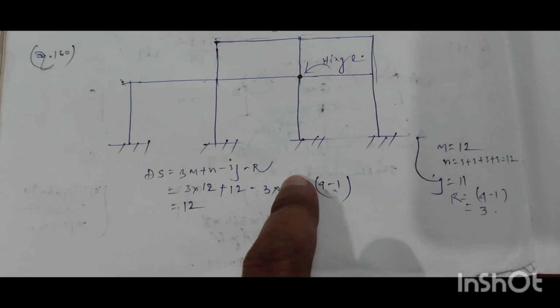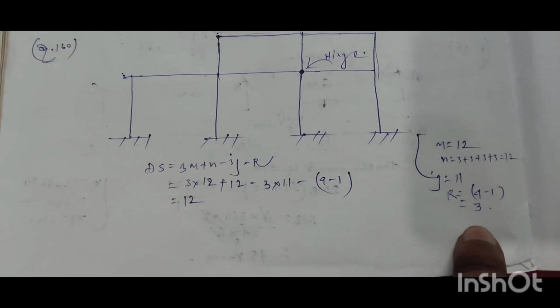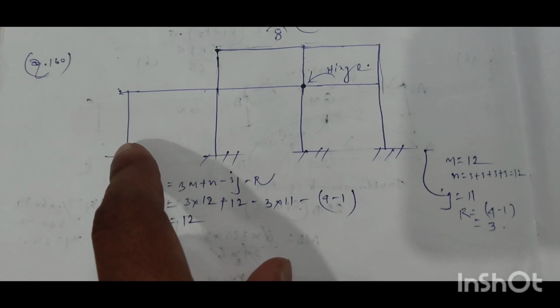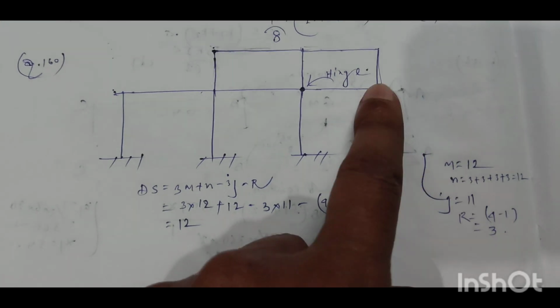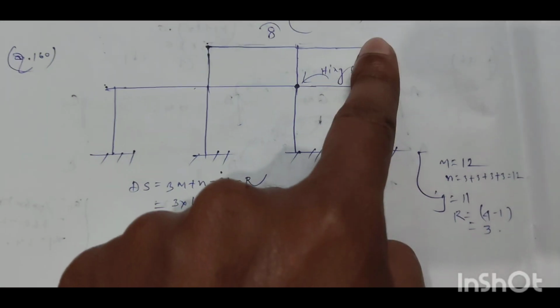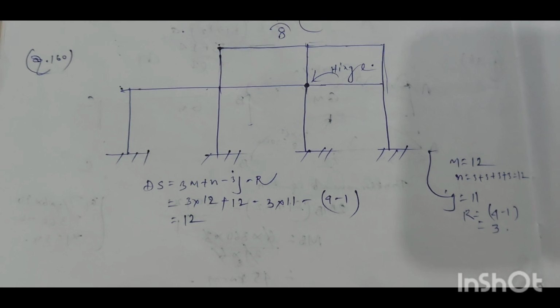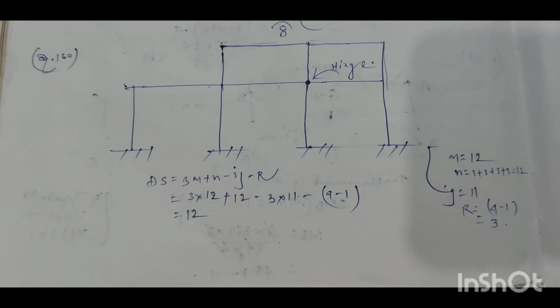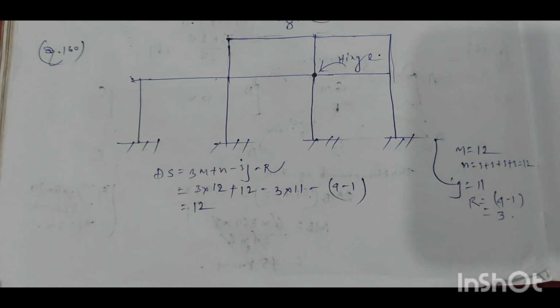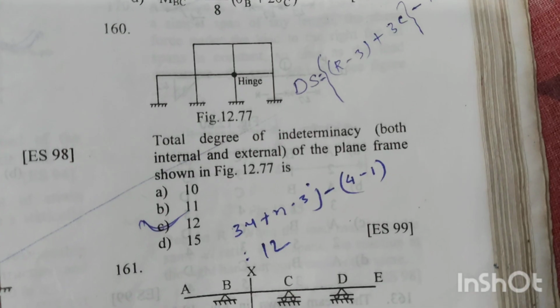And R, capital R value is equal to 3, and number of joints is equal to 11: 1 2 3 4 5 6 7 8 9 10 11. Okay, now putting all the values in the equation ds = 3m + r - 3j - r, we will get ds is equal to 12. Option C is the right answer.